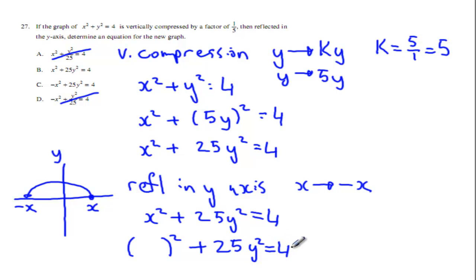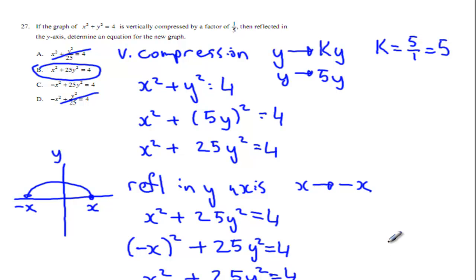So the trick here is that x, whatever it is, gets squared. I'm going to put my transformed x in here and then make sure that's squared. x becomes negative x. There it is, negative x. And then to simplify, I get x squared, since the negative squared becomes positive, plus 25y squared equals 4. And so you can see that if your initial reaction was to think it must be a negative x squared, you'd be incorrect, because that's the correct answer right there.